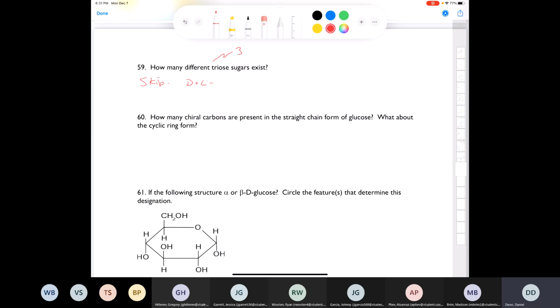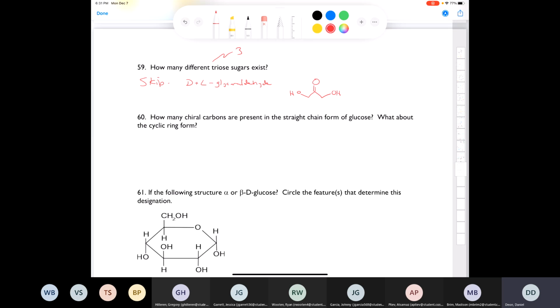We've got D and L glyceraldehyde, and dihydroxyacetone, which is this. Okay. If you did that over the weekend or something and had to research it, yeah, that's totally reasonable.